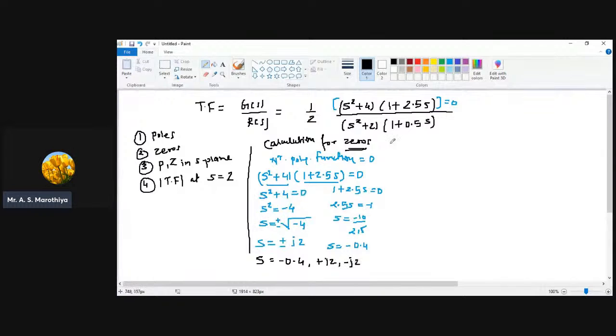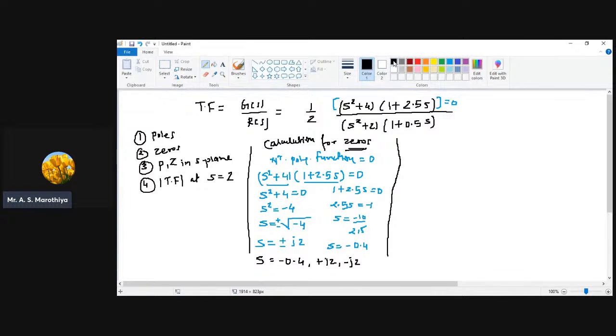This is very important. From the expression itself, it is clear that the highest power of the numerator polynomial function is 3, because if you multiply this out, you will get s square into s, which is s cube. That's why we must have 3 zeros for this system, and we get the same answer as output. In this case we have 3 zeros: one at minus 0.4, another at plus 2j, and another at minus 2j. In the same way, let us do the calculations for poles.